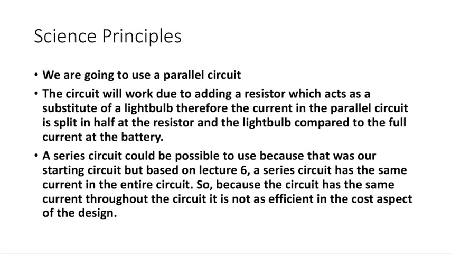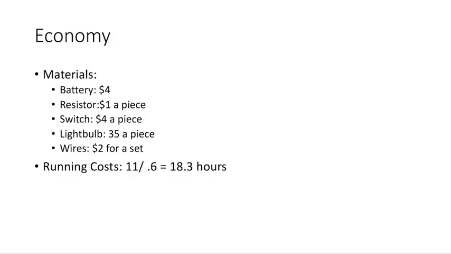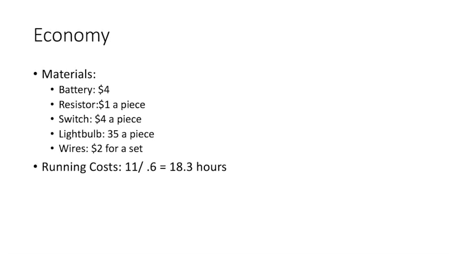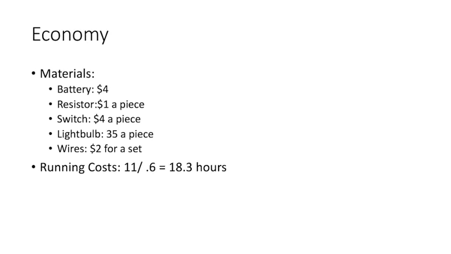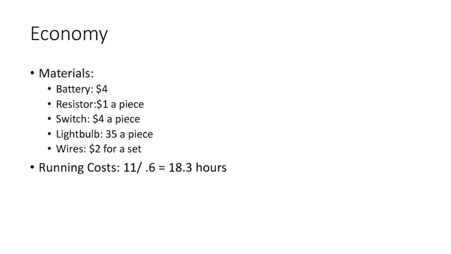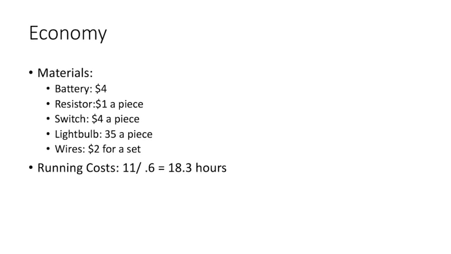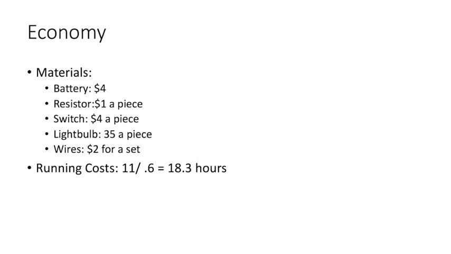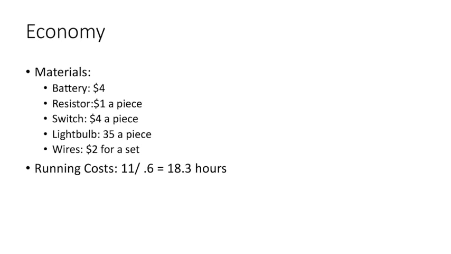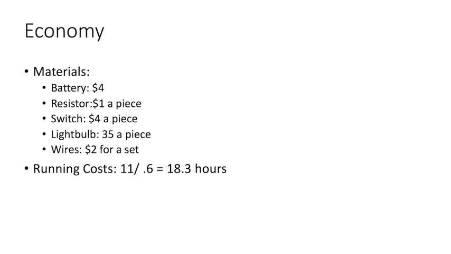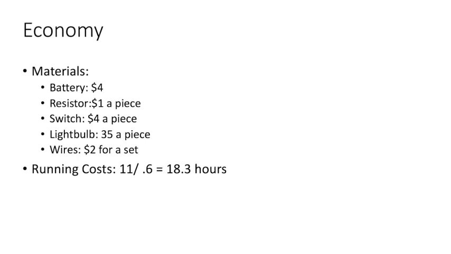So after researching the cost of certain materials, we found that the battery is $4, the resistor is $1 a piece, the switch is about $4 a piece, the light bulb is 35 cents, and the wires are about $2 for a set. So after finding the cost of the material, we found the running cost of the circuit.